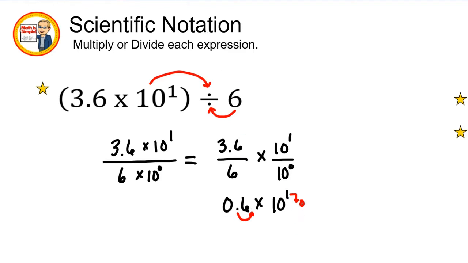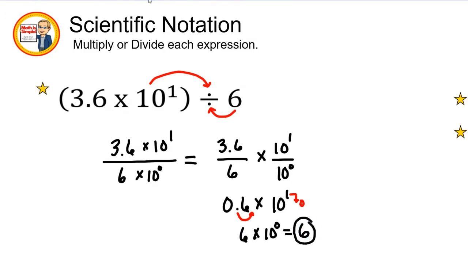So my final answer is 6 times 10 to the 0 power. And we know 10 to the 0 power is 1. So 6 times 1 is my answer, 6. But the answer says, let's go ahead and keep it in scientific notation. So if your teacher asks you to keep it in scientific notation, you will give this answer. If they say to simplify it, you would give them this answer right here.